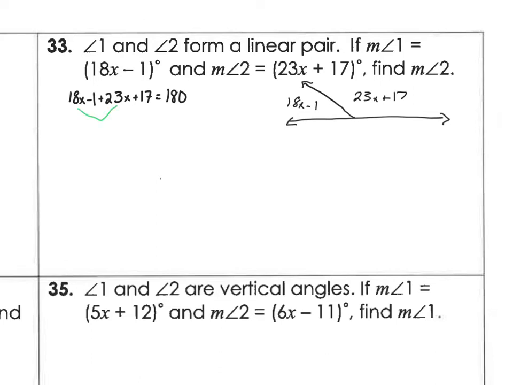Combine our like terms, 18x and 23x. Negative 1 plus 17. Good. Okay. We want to move the 16 to get x by itself. Out, we would have 41x equals 164. Divided by 41. How many times is 4?